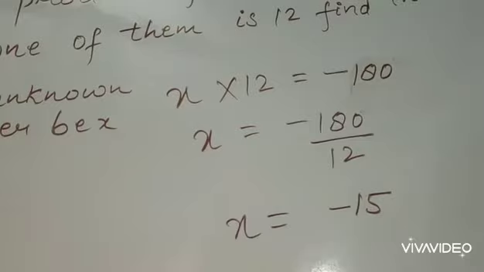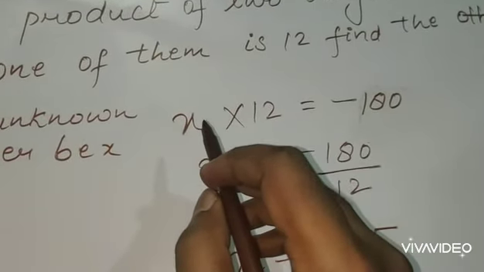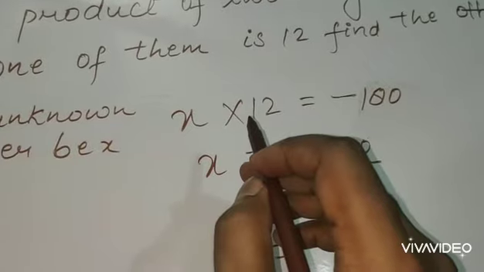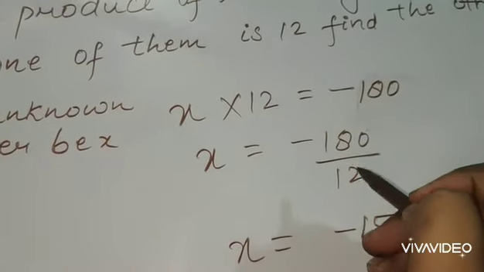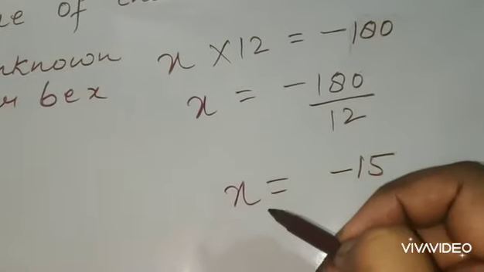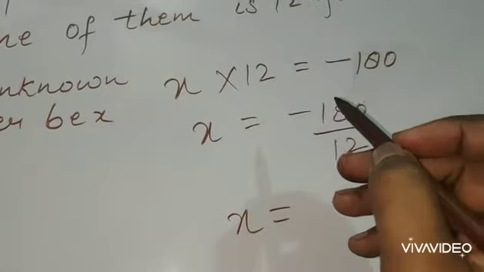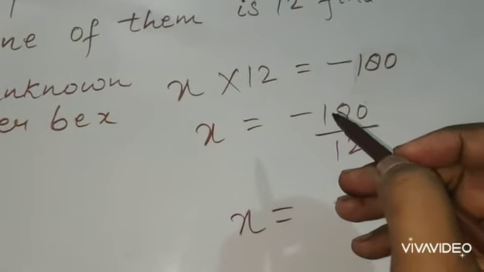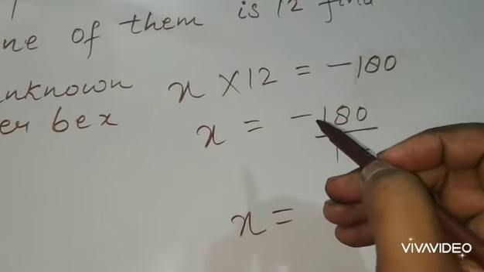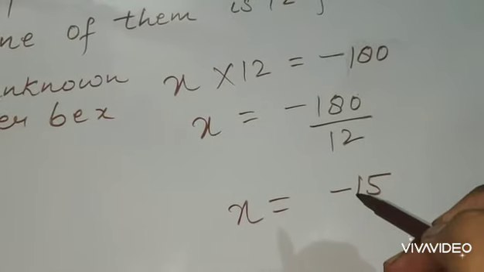So x is equal to, here the 12 is in multiplication with x, so it will go to this side, and it will be in division. So now after solving, your x is coming minus 15, because in division, a negative integer divided by a positive integer will give you a negative integer.